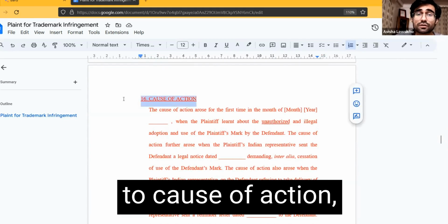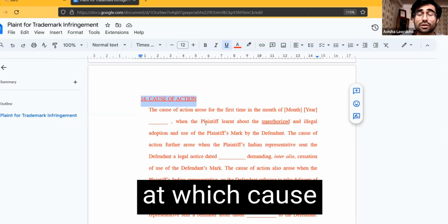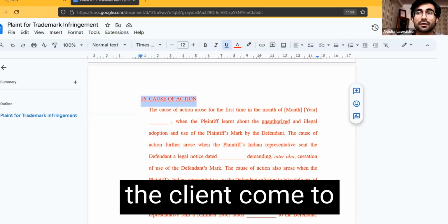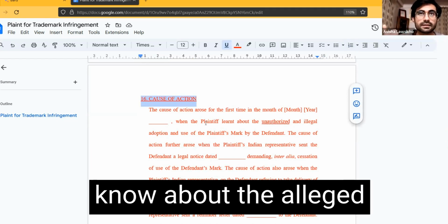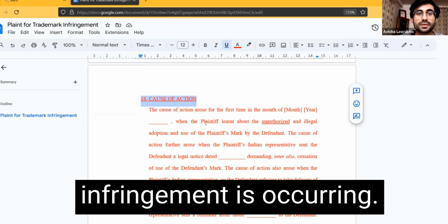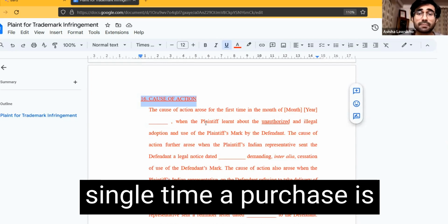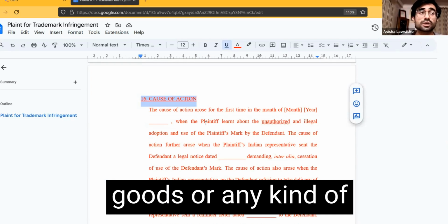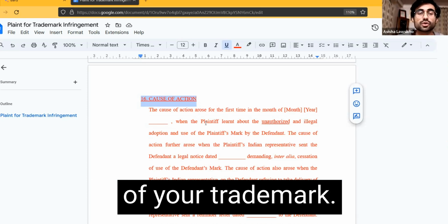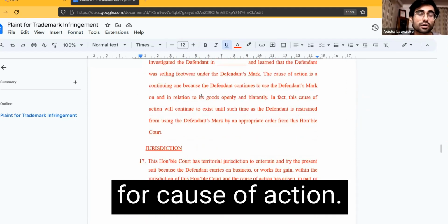Again, with respect to cause of action, when exactly did the cause of action arise? What are the instances at which cause of action arise? You will have to speak to your client and understand when did the client come to know about the alleged infringement and what are the specific instances at which infringement is occurring. Technically, under the trademark law, a cause of action arises every single time a purchase is made of the defendant's goods or any kind of even advertisement is made by the defendant of your trademark. So at all such instances, cause of action would arise. So I have added a section for cause of action.